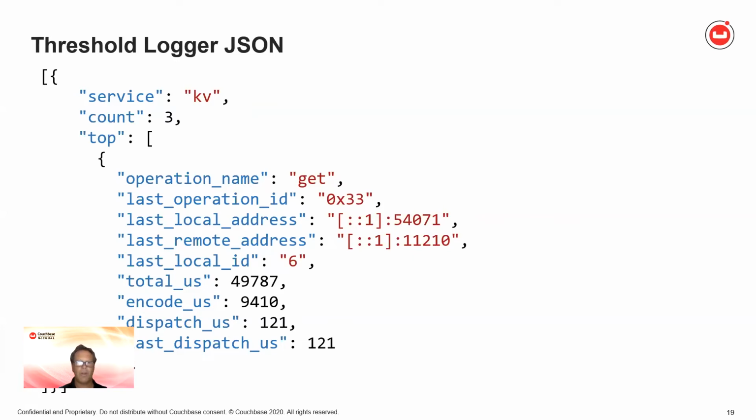We have the local address, the remote address, we have the local ID. Then we have the total time spent, in this case about 49 milliseconds. We also have the encoding time. So this is what the client spent, plus the dispatch time, which is very fast. So this includes server time.